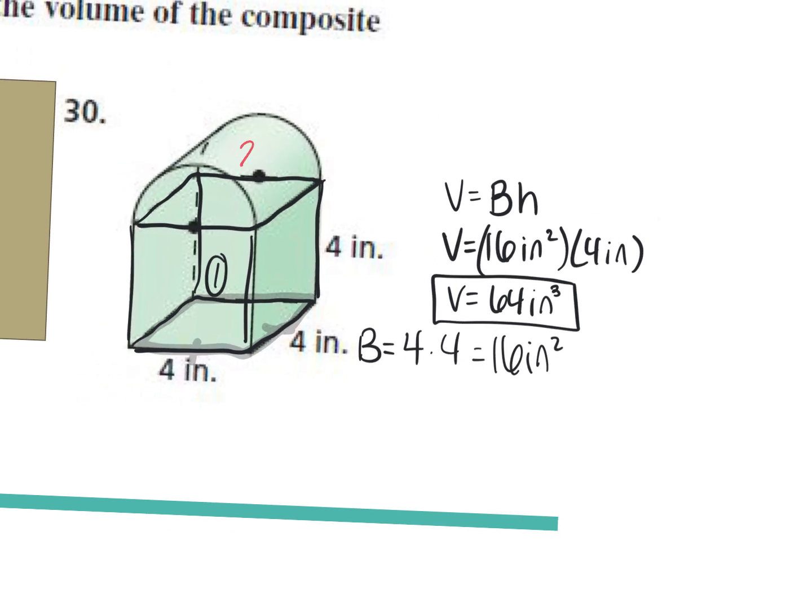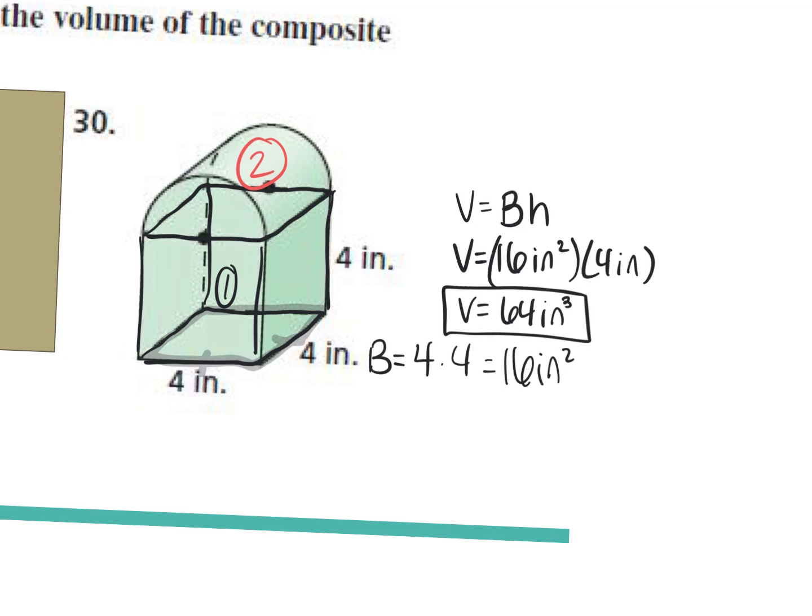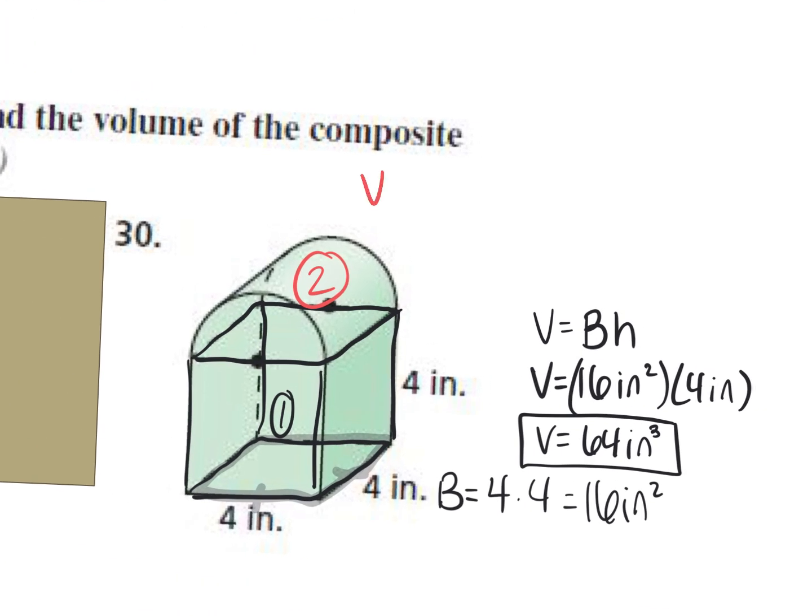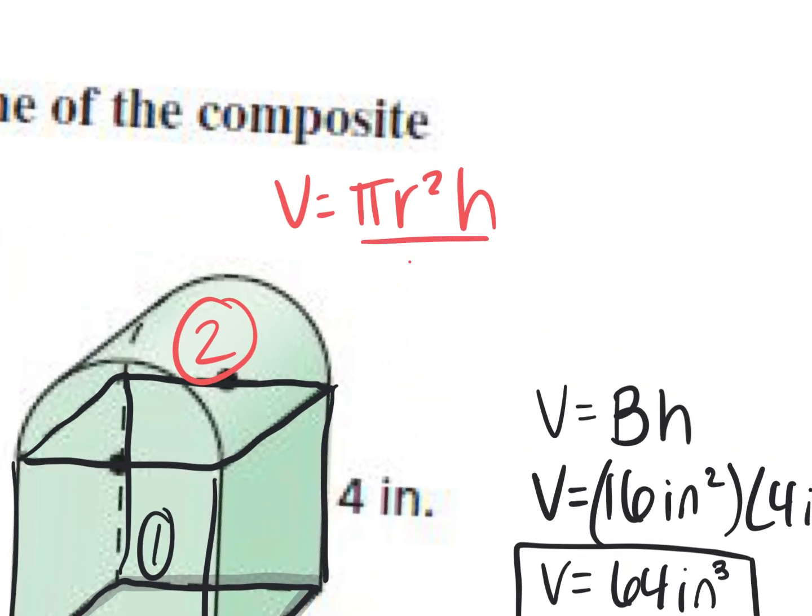Now, the second figure, change your color so you can see the difference. And we already agreed this was in the shape of what kind of figure? A cylinder. But it's not a full cylinder. It's like half of a cylinder. So we're going to take the volume formula for a cylinder. Who remembers the volume formula for a cylinder? Yeah, Christian? Very good. Pi r squared times the height. But we're not going to use that formula as is. What are we going to do with this formula? Divide it by 2, because we're dealing with half of a cylinder.